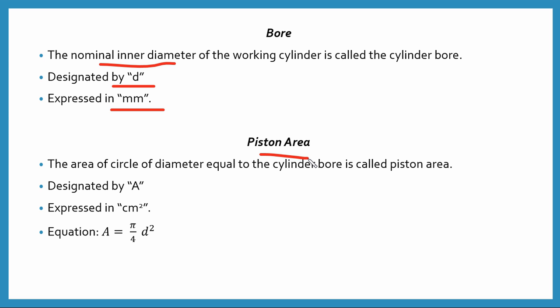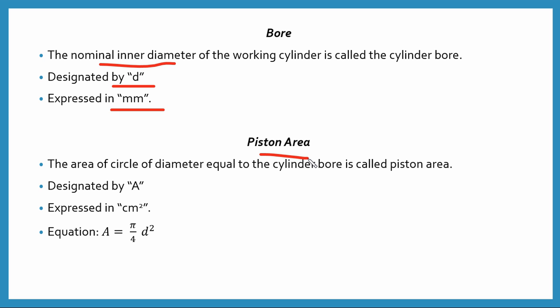So that's why we consider that the cylinder bore, or the inner diameter of the cylinder, and the diameter of the piston are the same. So when you need to calculate the piston head area, at that time we use the cylinder inner diameter as the parameter. This is the cylinder diameter. When we calculate this area, that area is called the piston area.